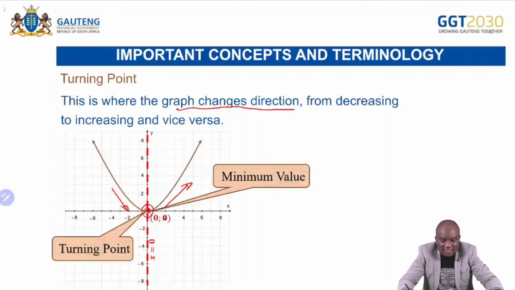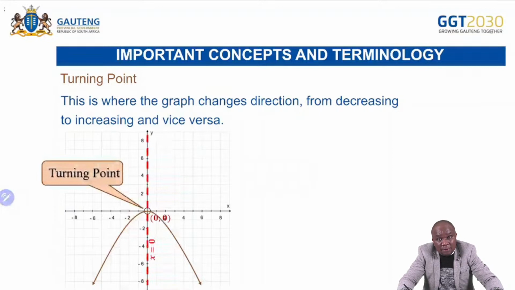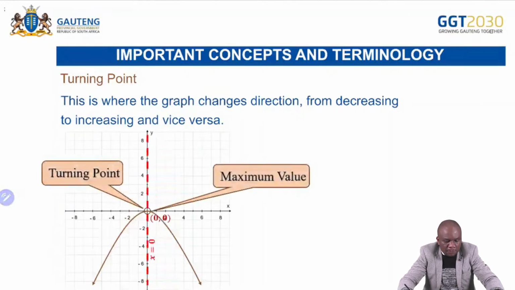And welcome back, returns. So we have the turning point there for the concave up graph. And then what about when the graph is concave down? We have the turning point, which is where we find the maximum value. When a is less than 0, the turning point is the maximum value.